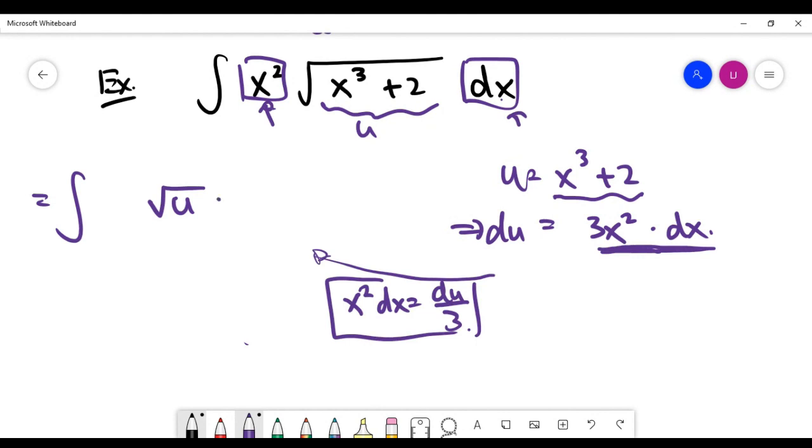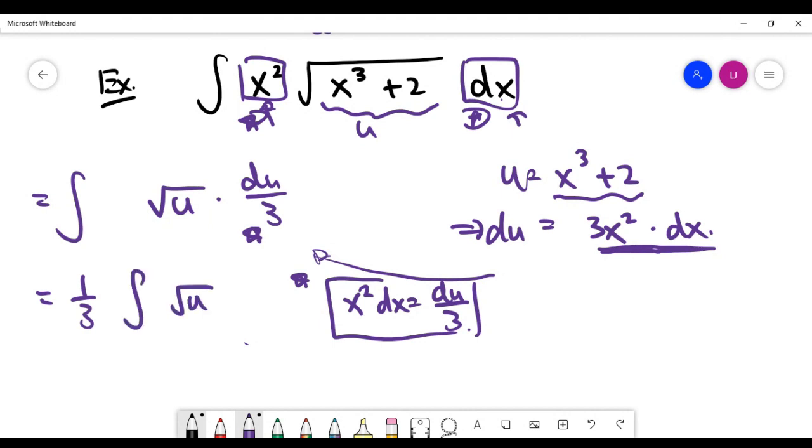And it means that I can write the x squared times dx as du over 3 here. And once again, I pull out the constant 1 over 3 to the front. You are integrating square roots of u, and you are able to do it by power rule because square root of u is the same as u to the power half, right? And by power rule, we can finish this calculation.